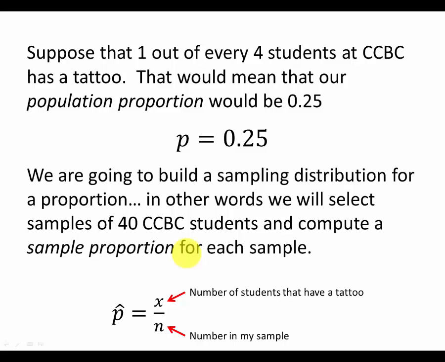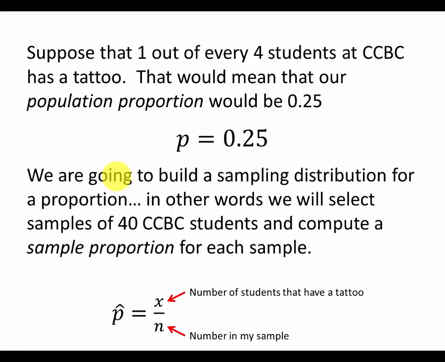Suppose that 1 out of every 4 students at CCBC has a tattoo. That would mean that our population proportion would be 0.25. We will denote a population proportion with a lowercase p. Here in our case, p is equal to 0.25. You can think of that as 25% of students have a tattoo. We're going to build a sampling distribution for a proportion.